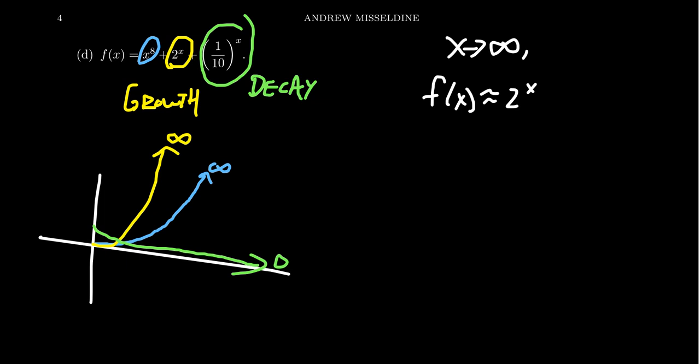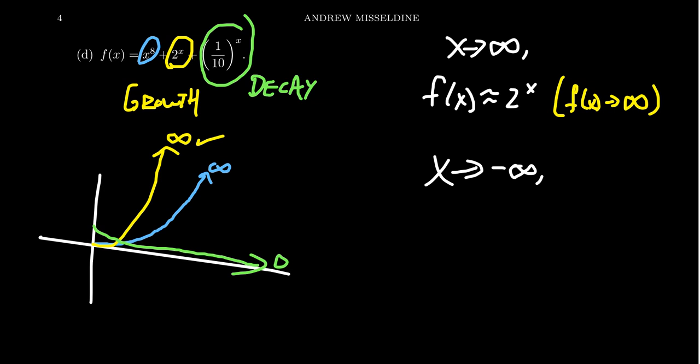Now, it's still true that f of x will still approach infinity here, but we want to specify how quickly it is approaching infinity. It'll look like 2 to the x. Now, if we flip our direction here, we ask what happens as x goes to negative infinity. Notice negative infinity is no problem with the domain here, right? These functions can approach negative infinity, unlike the previous example.